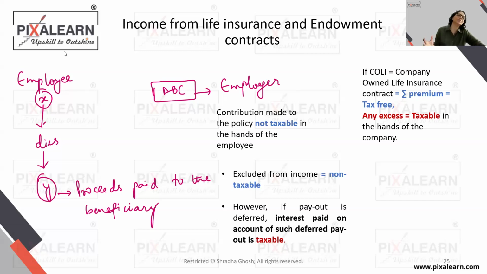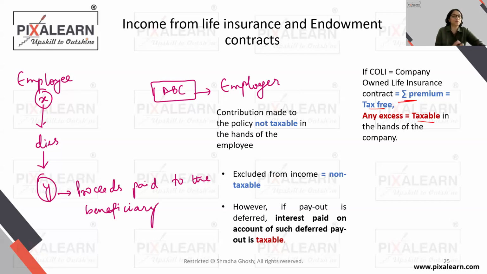So one big area was that in case the contract is in the name of a company and the company is paying the premiums, when you pay the premium, you don't get a deduction. When you get a payout, the payout up to your premium is tax free, but anything apart from that is taxable in the hands of the company.